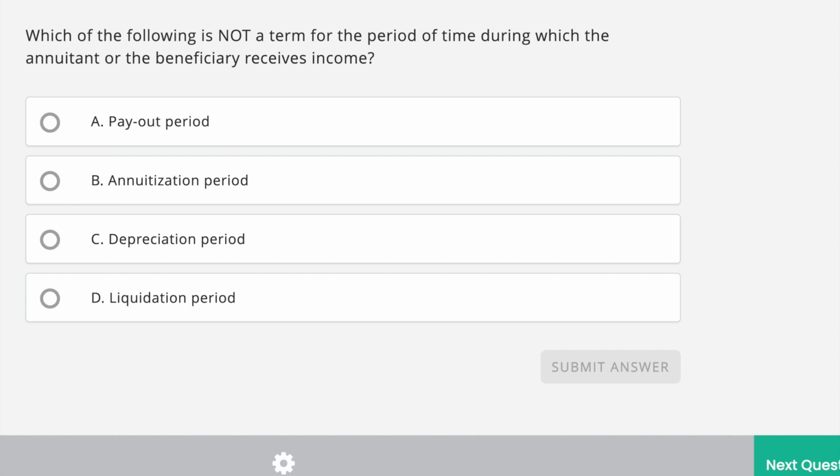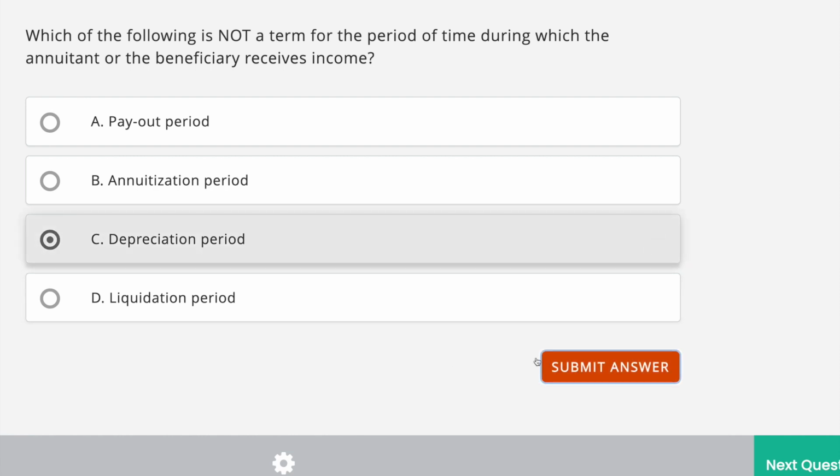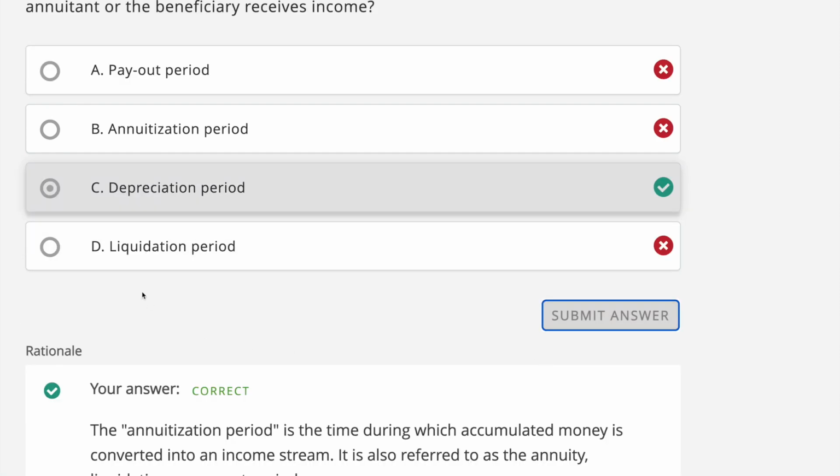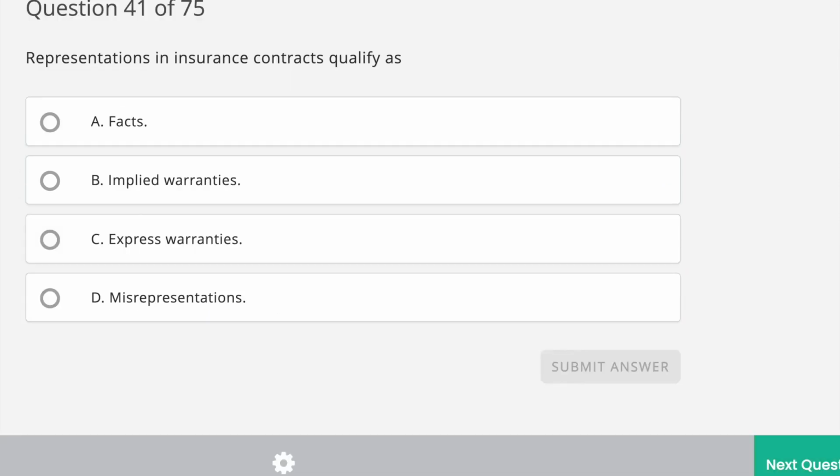Which of the following is not a term for the period of time during which the annuitant or beneficiary receives income? Payout period, annuitization period, depreciation period, liquidation period. Depreciation, because it doesn't depreciate. You're actually liquidating. It's paying out. You're getting money out of it. So it's not going down because it's depreciating. It's going down because you're taking money out.